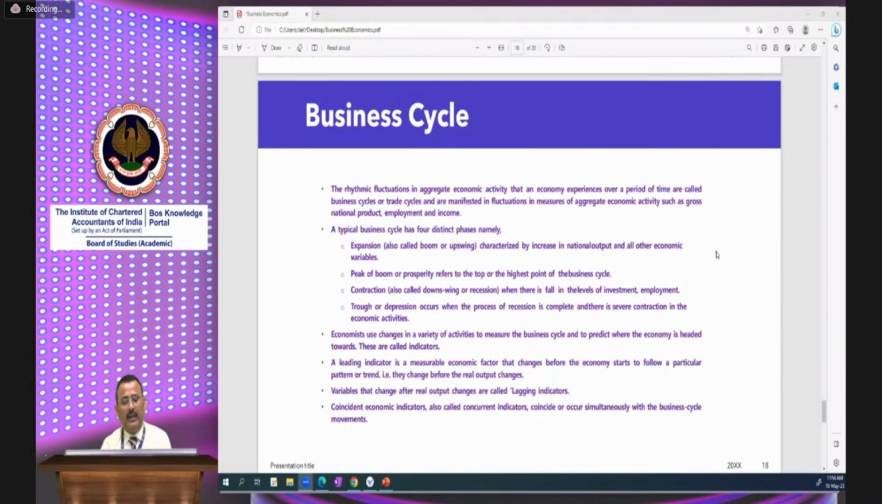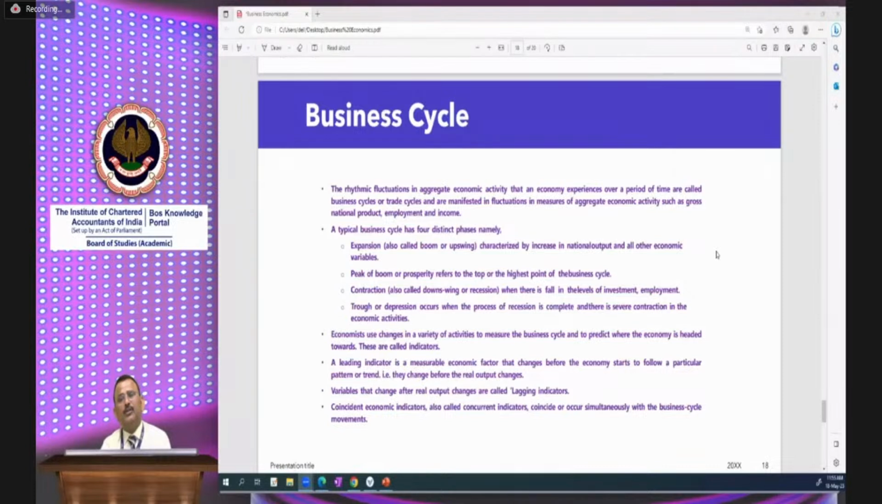So economists use changes in a variety of activities to measure the business cycle and to predict where the economy is headed. These are called indicators. A leading indicator is a measurable economic factor that changes before the economy starts to follow a particular pattern or trend. A lagging indicator changes after real output changes. And a coincident economic indicator coincides or occurs simultaneously with the business cycle movements.